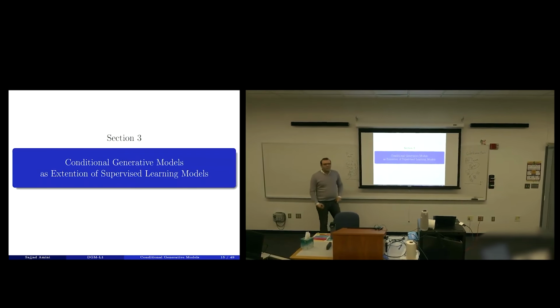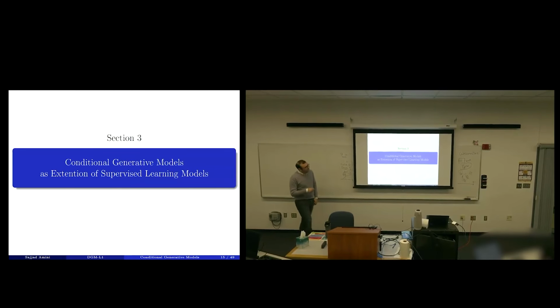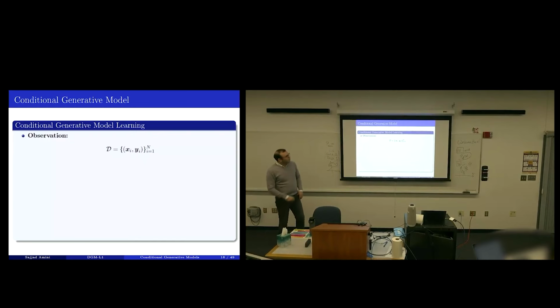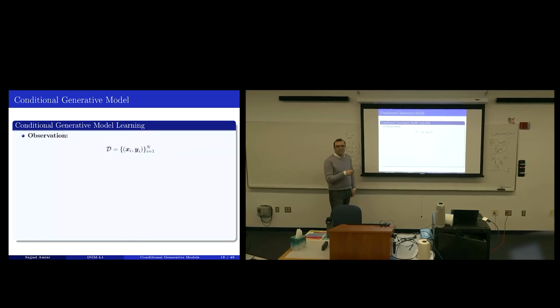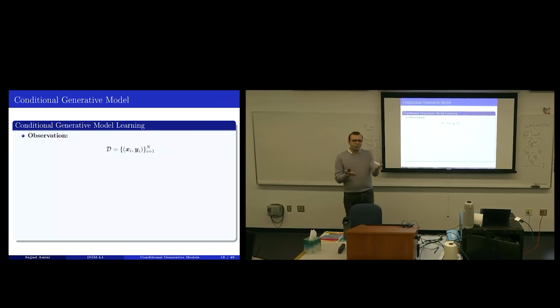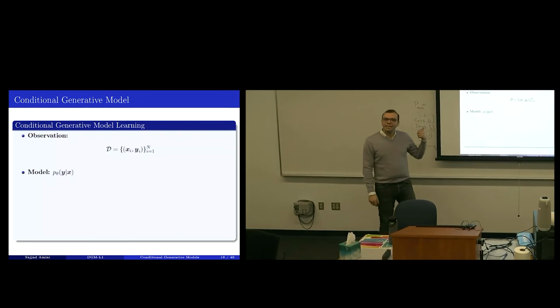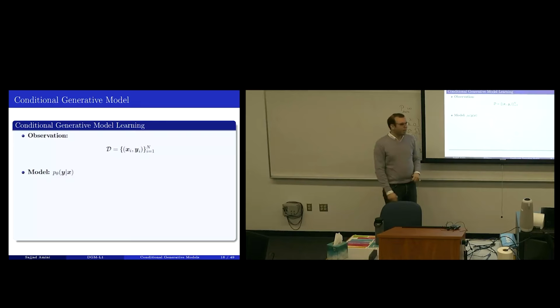Great. So we want to talk about the conditional generative model. Conditional generative models are an extension of supervised learning. But how? In the conditional generative model, you again have access to X and Y. It means that you have input and output, and you want to connect them. What is the model here? The model is exactly similar to supervised learning. You want to estimate the probability over Y given the input X.